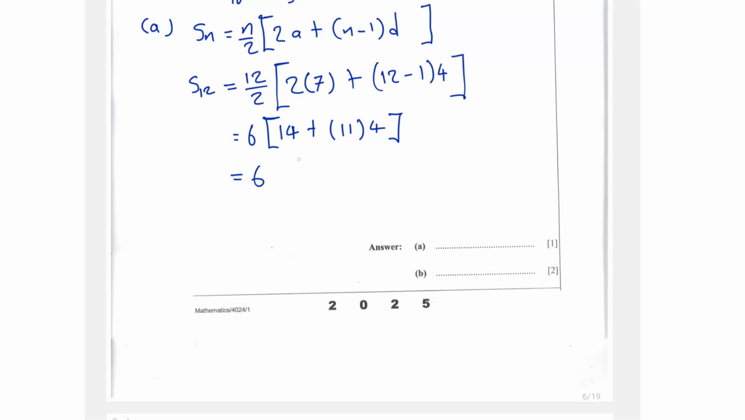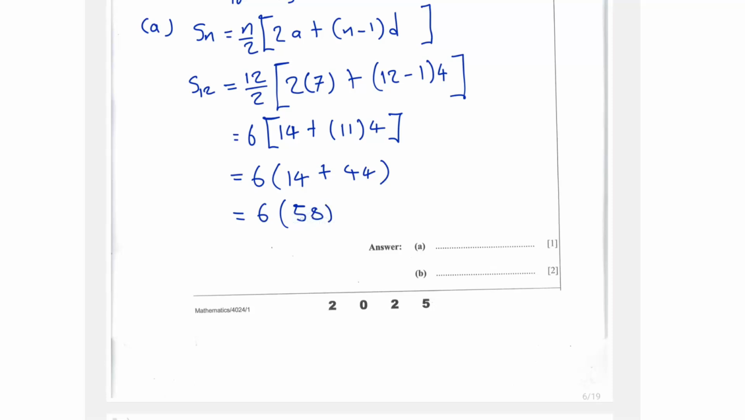So we can write 6, and then multiply what you have in the brackets. So you can write 14. And then 4 multiplied by 11, what you get is 44. And then 44 plus 14, your answer will be 58.